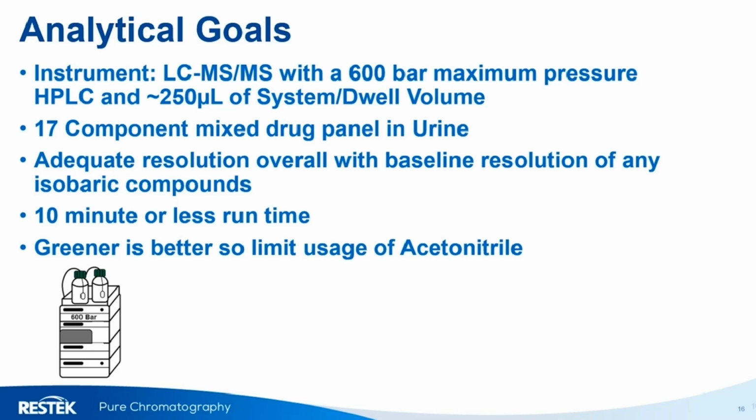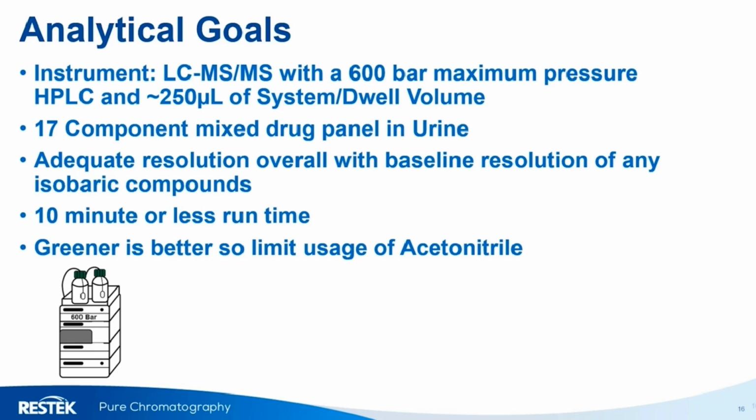Basically, the volume of liquid that is held in the tubing and fittings of your system between your pump and your column. Having a lower system volume means you can run faster gradients because the change of your mobile phase at your pump will be felt at your column faster with lower volume.